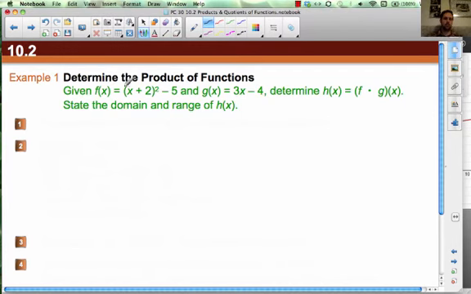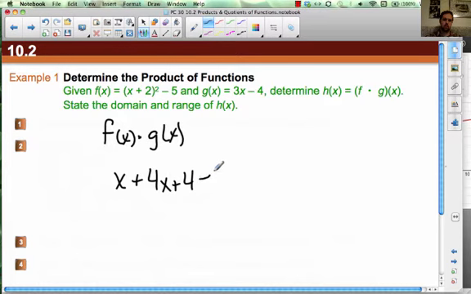Determine the product of functions. So we're given two functions, f of x equals (x plus 2) all squared minus 5, and g of x equals 3x minus 4. Determine the product of these two functions, state the domain and range. So the product is, if we take f of x as is, and we multiply it by g of x as is, so we have (x plus 2) all squared, which I'm going to expand right now to be x squared plus 4x plus 4 minus 5, and then we're going to multiply this thing by 3x minus 4. Sorry, this should be x squared.